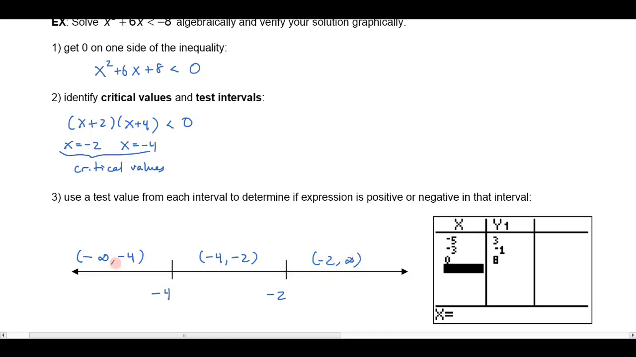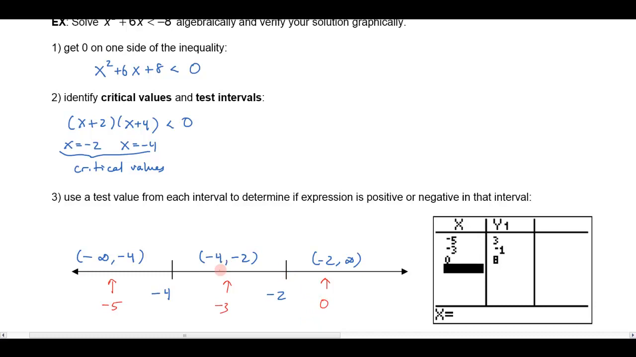Once I have those critical values and use them to divide the number line into these 3 intervals, I'm going to choose a test point from each of these intervals. In this interval I'd choose -5, and in this interval something between -4 and -2. Looks like -3 would be a good one. In this interval you could choose -1, but 0 is usually easier to plug in, so I'm going to choose 0 out of this interval.